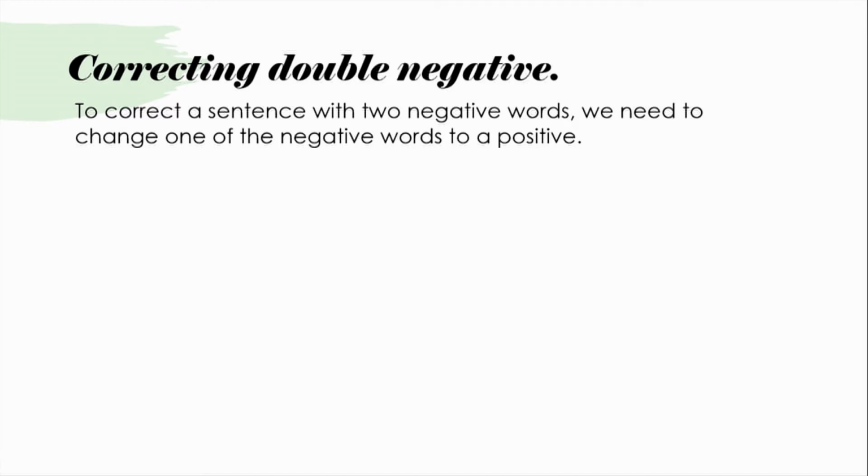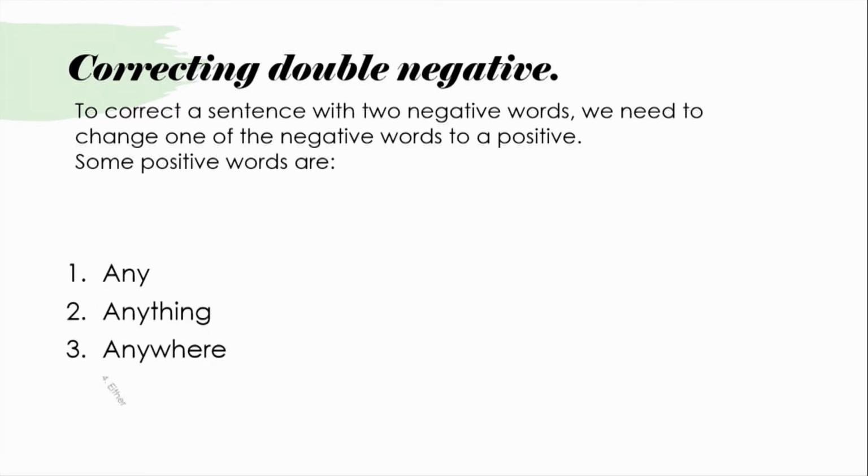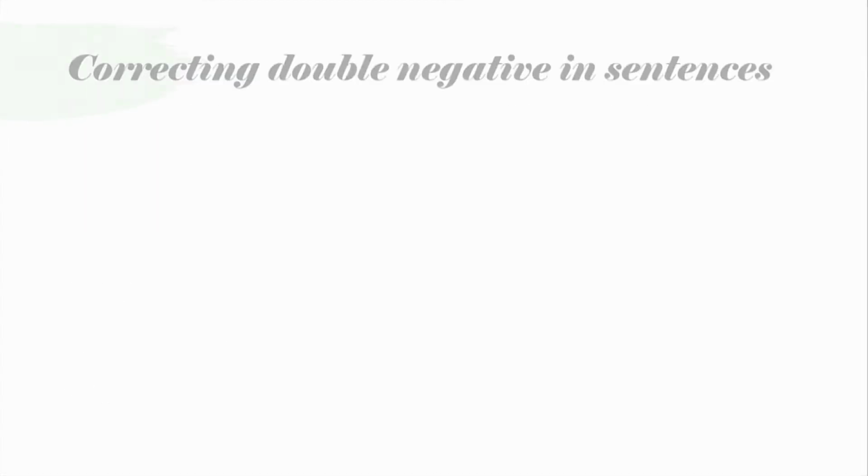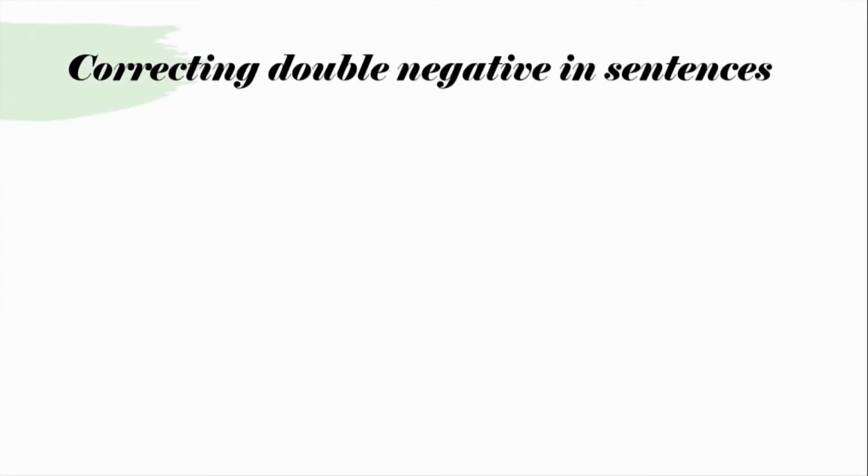So now let's look at how we correct the negative words. To correct a sentence with two negative words, we need to change one of the negative words to a positive. It's that simple, and that's what I told you before. So let's look at some of the positive words that we have and that we can interchange our negative words with. Any, anything, anywhere, either. So let's look at some sentences now where we can correct those negative words.